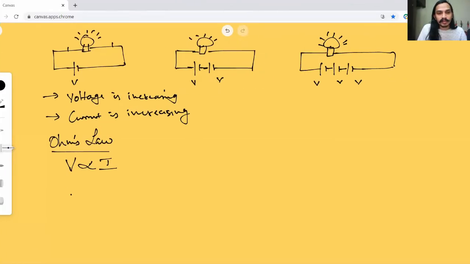Okay, so I will say V equals I into, if you change the proportionality into an equals, you need to add a constant on one side. And that constant over here is this alphabet R. Okay, so Ohm said that R, if I calculate, is V divided by I.